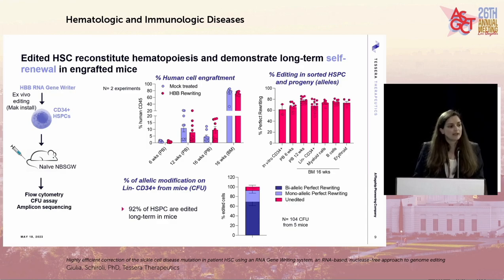We also plated CFU assays out of the lineage negative CD34 positive cells at long term from the mice in order to measure the fraction of cells that we correct with our technology. And basically, we were able to observe that we are editing more than 90% of the CFU progeny, with more than 60% of them bearing biallelic editing.